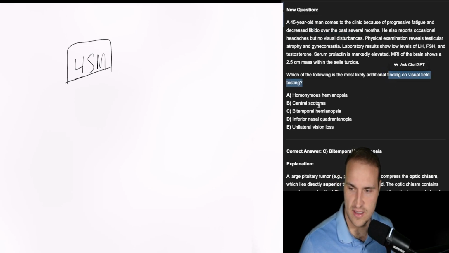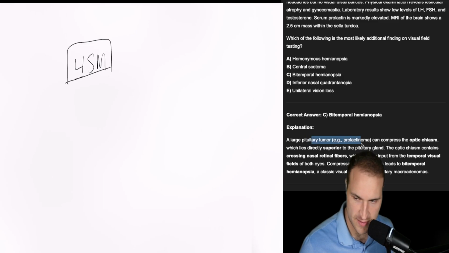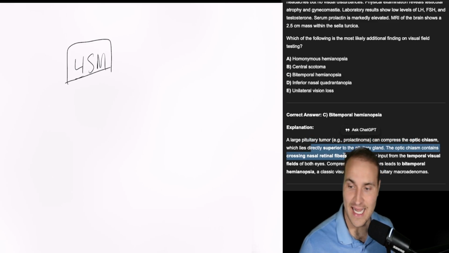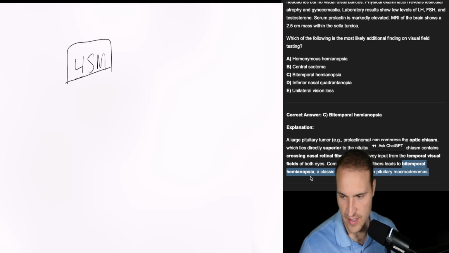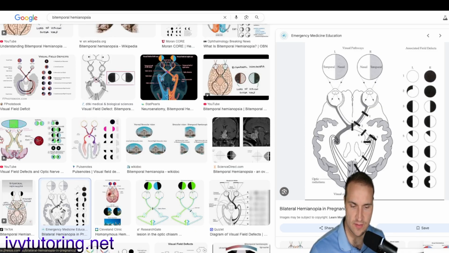It's bitemporal hemianopsia. Anytime you have a large pituitary tumor, like a prolactinoma, it'll compress the optic chiasm, and that contains crossing nasal retinal fibers. Then you have bad output there. So compression leads to bitemporal hemianopsia. But that pituitary can cause some problems there, causing bitemporal hemianopsia.